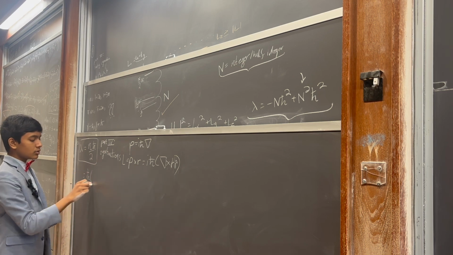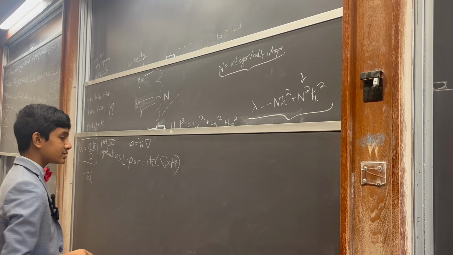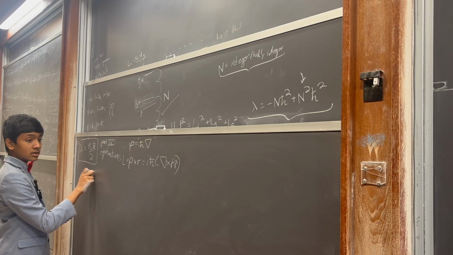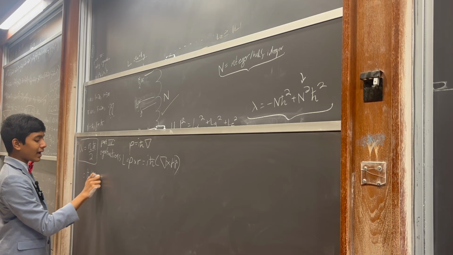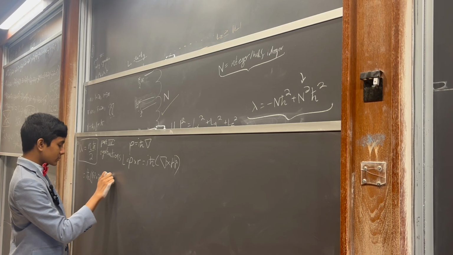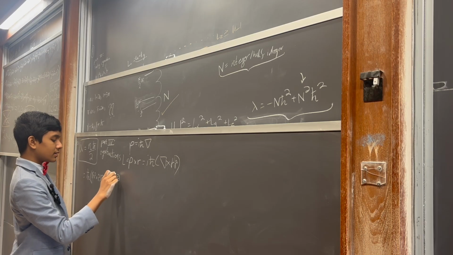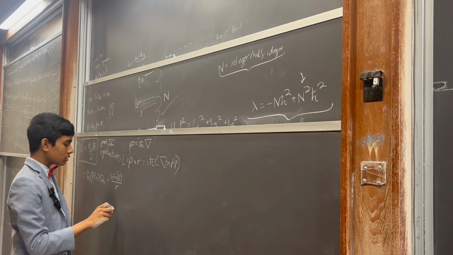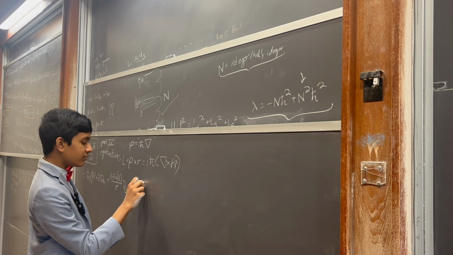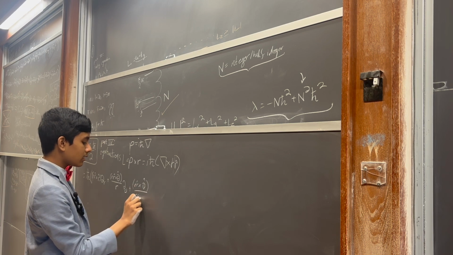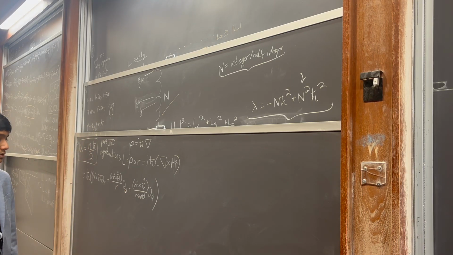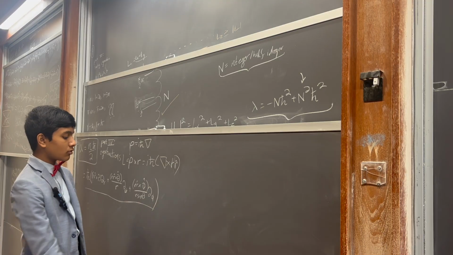i h bar multiplied by, what is nabla in spherical coordinates? Well, we have r hat cross r hat partial r plus r hat cross theta hat divided by r partial theta plus r hat cross phi hat over r sine theta partial phi. So this is what we're now working with.